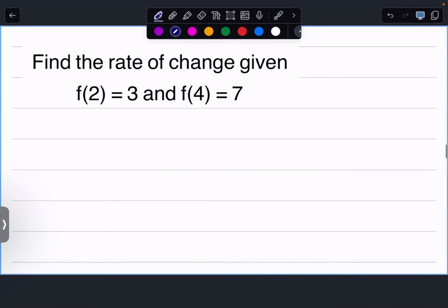Oh, that's what I was going to do. What is f of 2 equal to 3 tells us that x1 is 2 and f of x1 is 3.